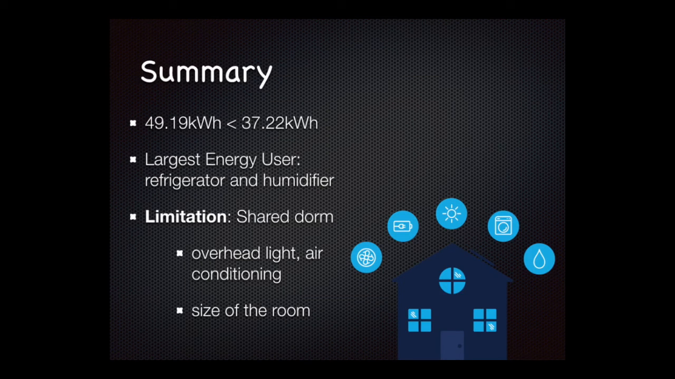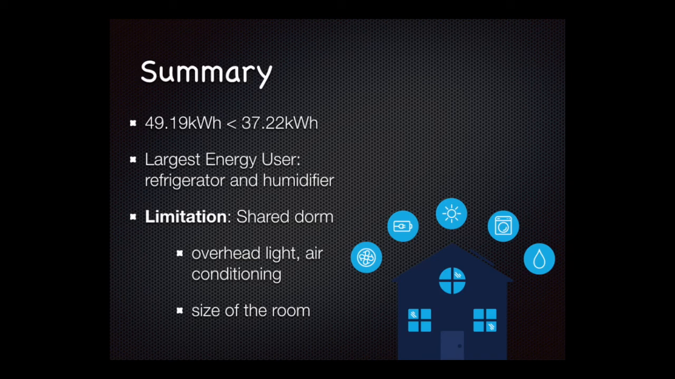Now it's time to summarize what I found from this project. I realized that I use much more energy than the average energy used in a US dormitory. And the 2 largest energy users are the refrigerator and humidifier. However, I do think there are lots of limitations I didn't take into account.